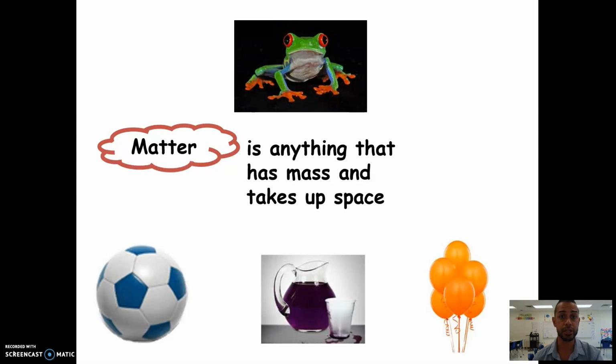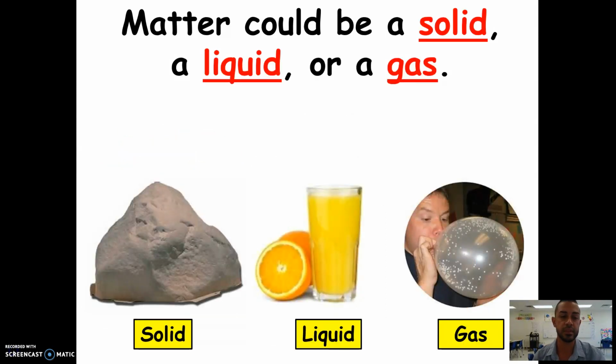Your bed, trees, your books, your pencils, your backpacks, your dogs. Actually, us, we are matter because we take up space and we have mass. So matter could be a solid, a liquid, or a gas. Those are the three states of matter that we already talked about in the classroom as well.